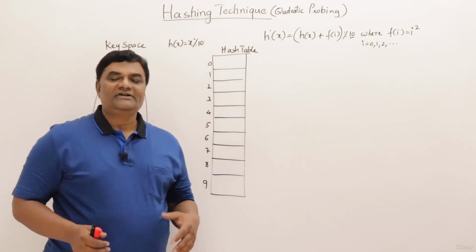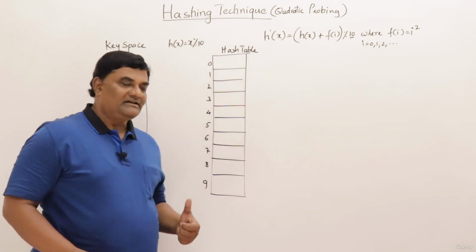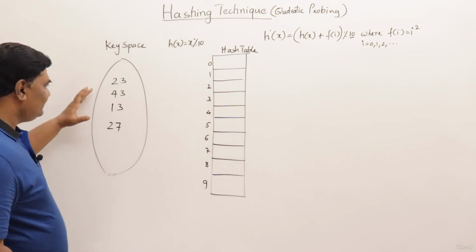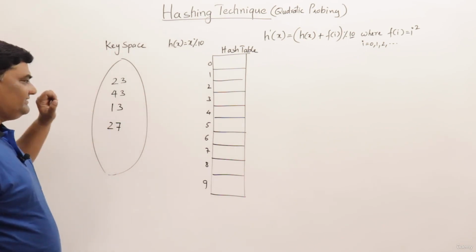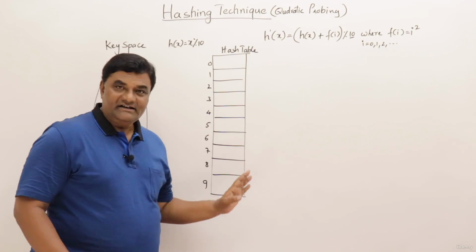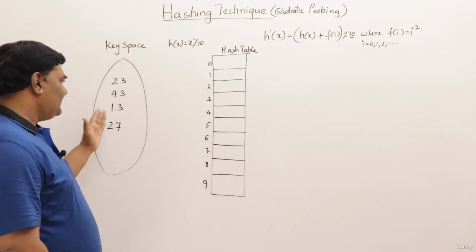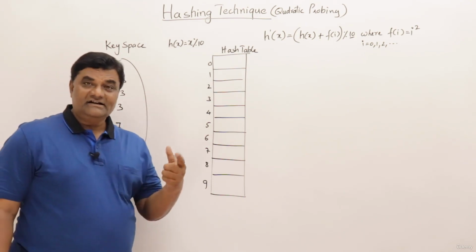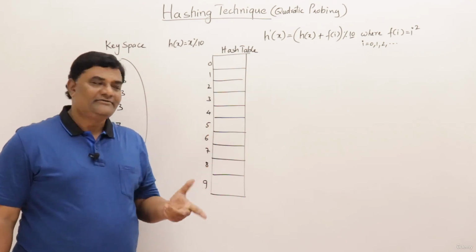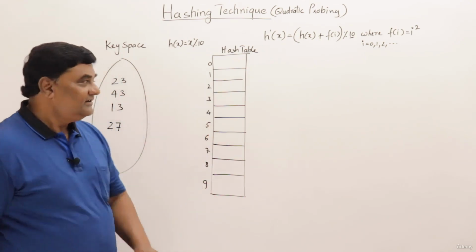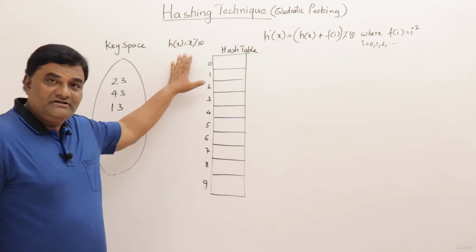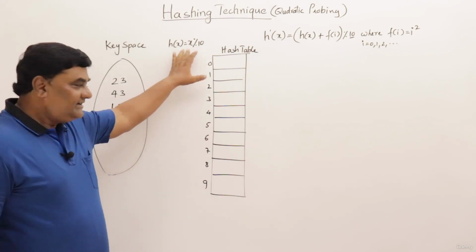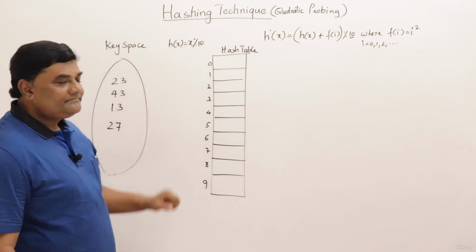For explanation I have taken an example. Let us look at the example. I have keys in a key space. I have just taken 4 keys here and this is a hash table of size 10. I have taken keys that are less than half the size of the hash table, as I already said that the load factor should not be more than 0.5. So I have taken only 4 keys to explain. This is the hash function, the modulus hash function. 10 is the size of the table, so this is 10.